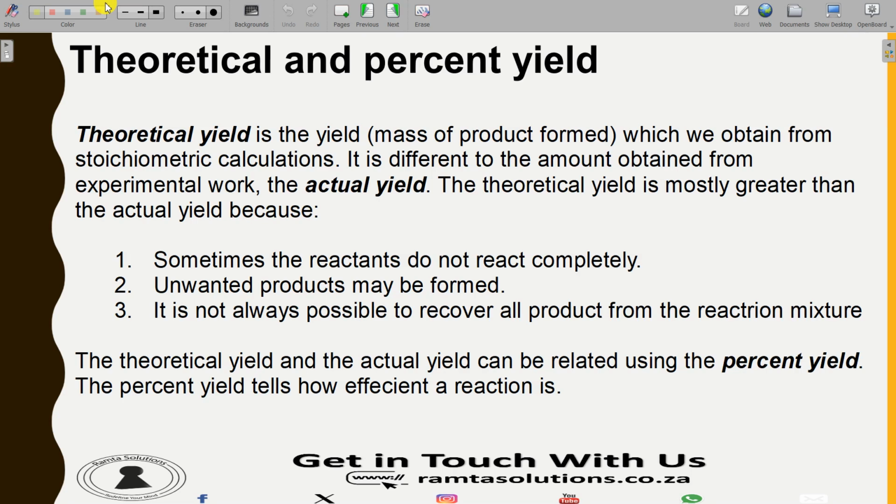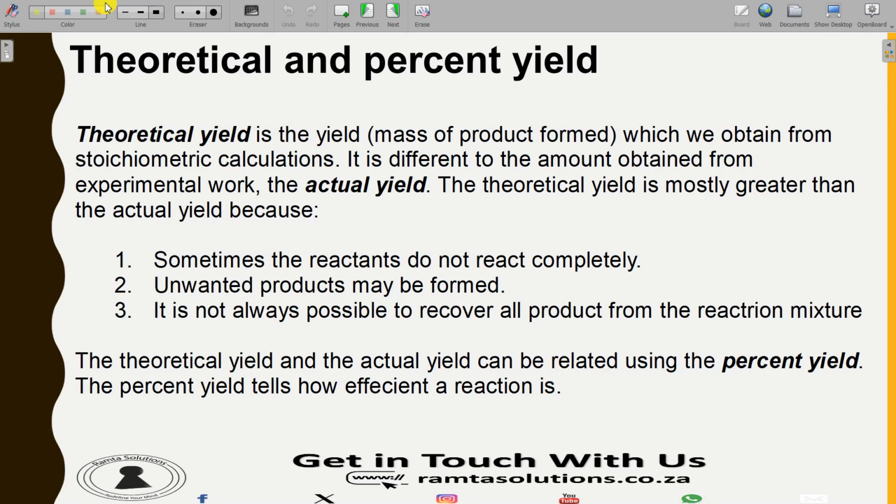Why? This is because, sometimes the reactants do not react completely, and sometimes you may find unwanted products. This is to say, there can sometimes be side reactions, which are reactions that you do not want. And sometimes, though there was a reaction, when we are recovering our product, we are not able to recover all of the product from the reaction mixture.